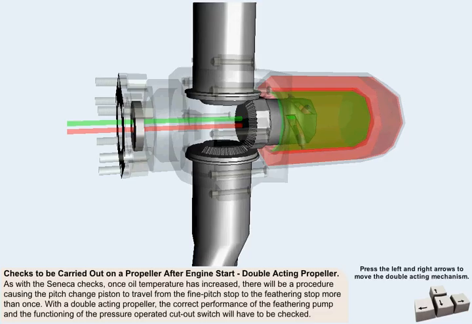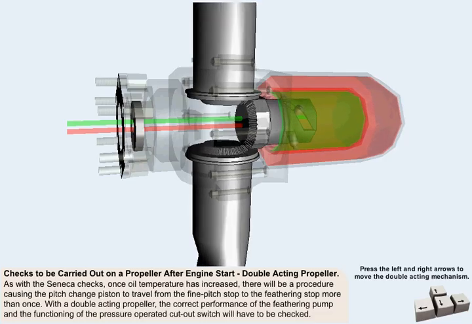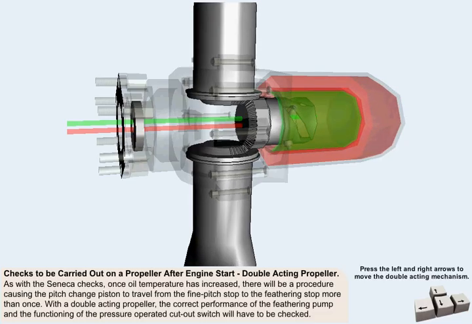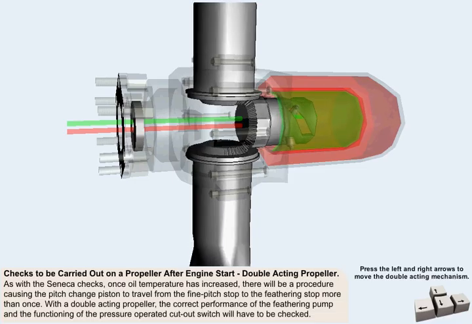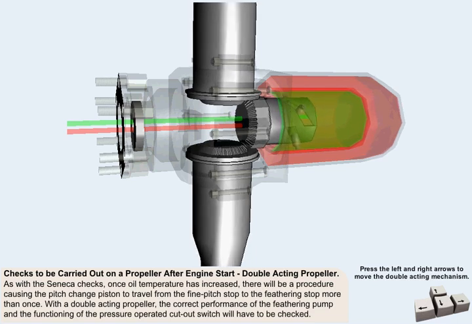With a double-acting propeller, there is not only double the amount of actuating oil in circulation, but also an extra system to check. The correct performance of the feathering pump will have to be ascertained, along with the functioning of the pressure-operated cutout switch. This concludes the lesson on propellers.